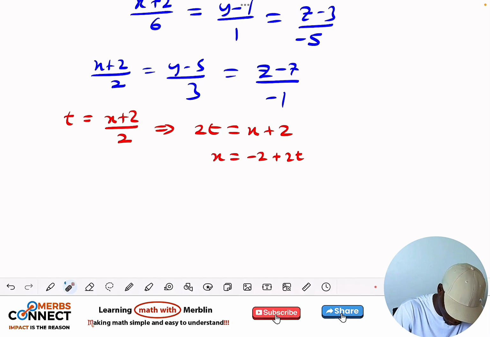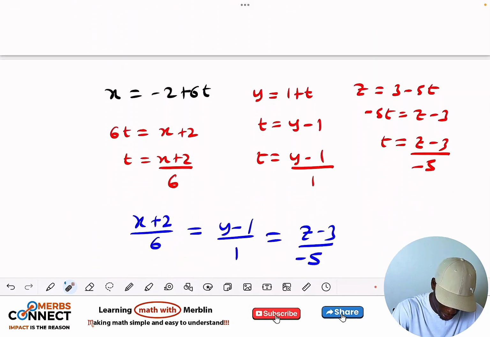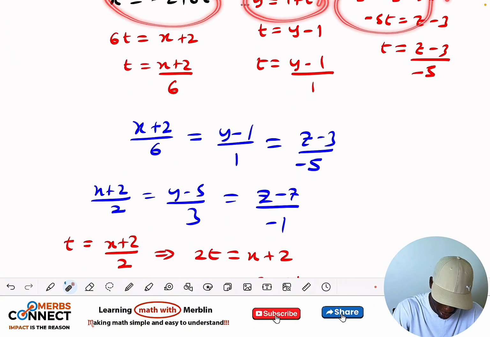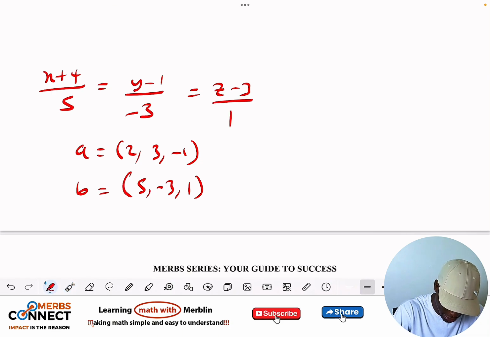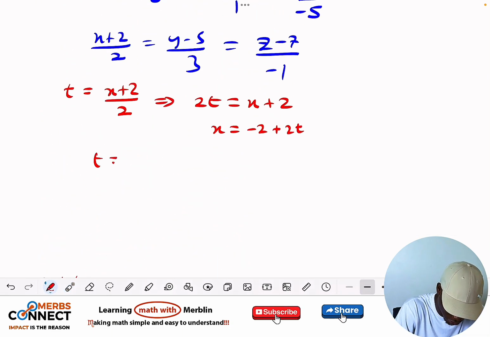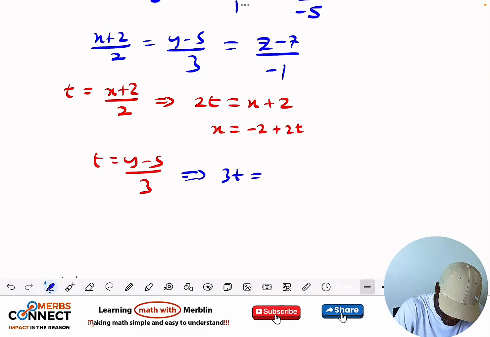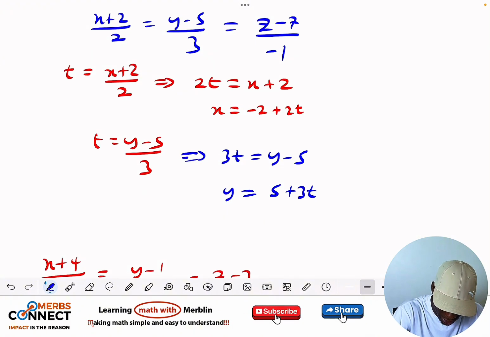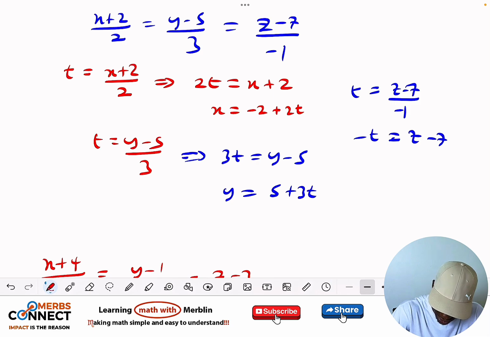Then when I pick this one, remember it's symmetric as we saw from here. For us to combine them, you will see that we take the t from the x, from the y, and then from the z. Second one is t is equal to y minus 5 over 3, and we are going to have 3t is equal to y minus 5, and y will be equal to 5 plus 3t, right? The last one is t is equal to z minus 7 divided by minus 1, so minus t is equal to z minus 7, and z will be equal to 7 minus t.